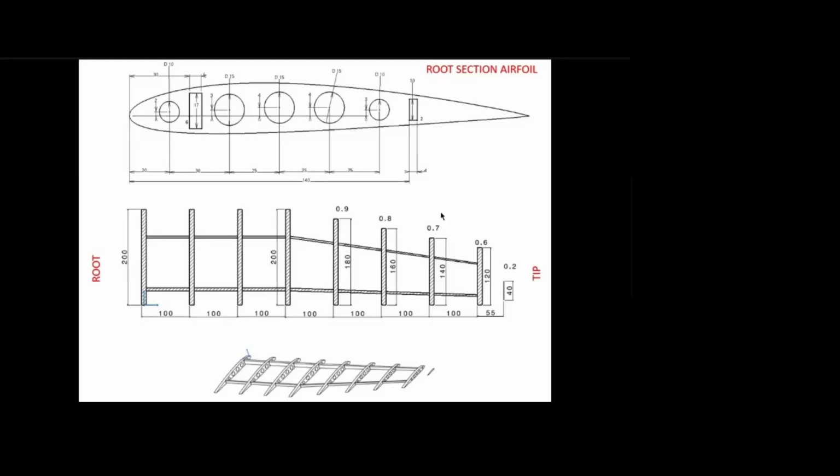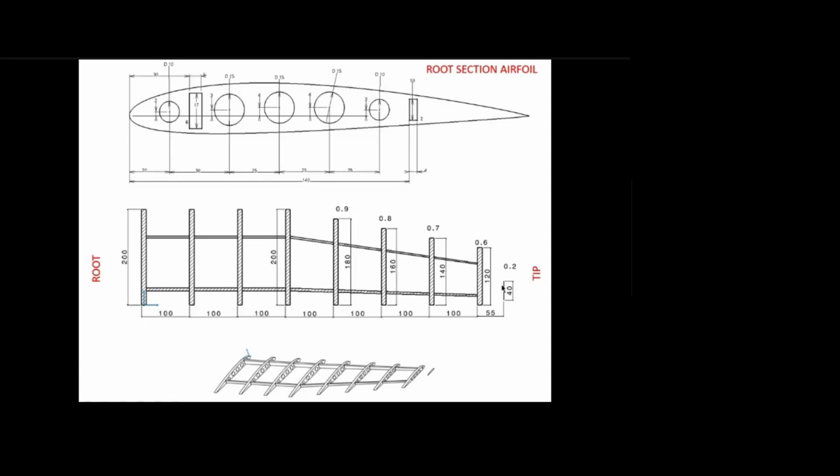Now this is the design we are going to create. Again, I have taken the same NACA 2412 aerofoil. Internally, we have some holes. You know the purpose of these holes: to remove the extra weight. And this rectangular space is to insert the front spar and rear spar. All the dimensions are given to create this rib section.